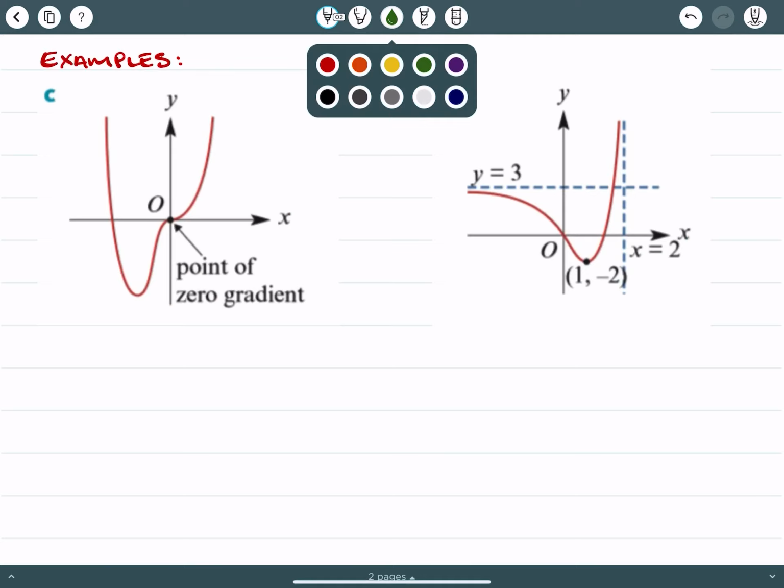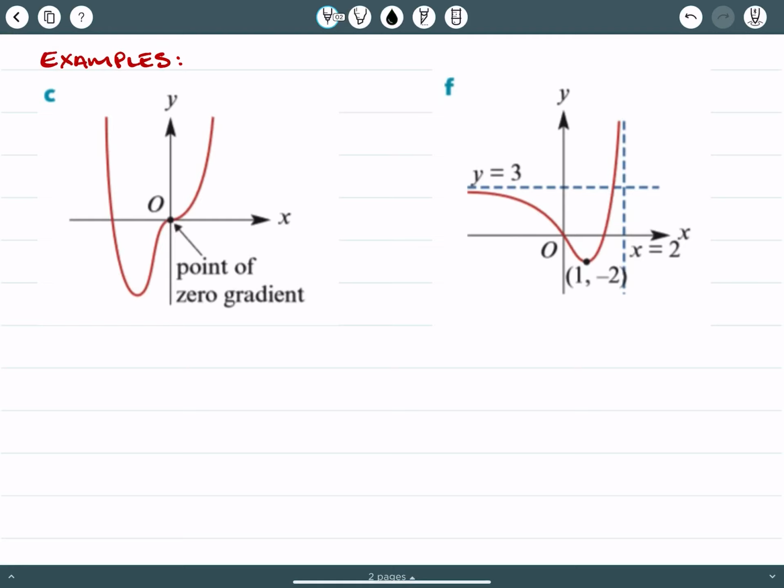So here we have got two problems. Here we have two problems where we're being asked to sketch the derivative function. So what I'm going to do for these problems is I'm going to set my axes up, and then I'm going to orientate it in terms of what's happening here.